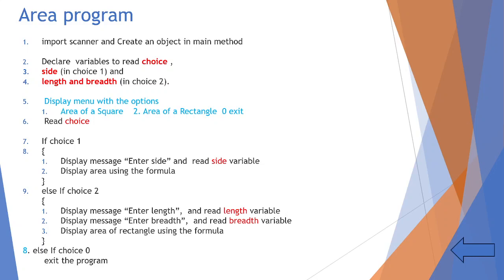Now read choice. If the choice is 1, display message enter side and read the side variable, because we will be doing the program for area of square. For area of square we need the side variable, and then we display. For area of rectangle, we need 2 variables, length and breadth. We read them and display the area of rectangle. Third choice is 0, exit the program. This is the process which we are going to follow. Let's see the Java program.